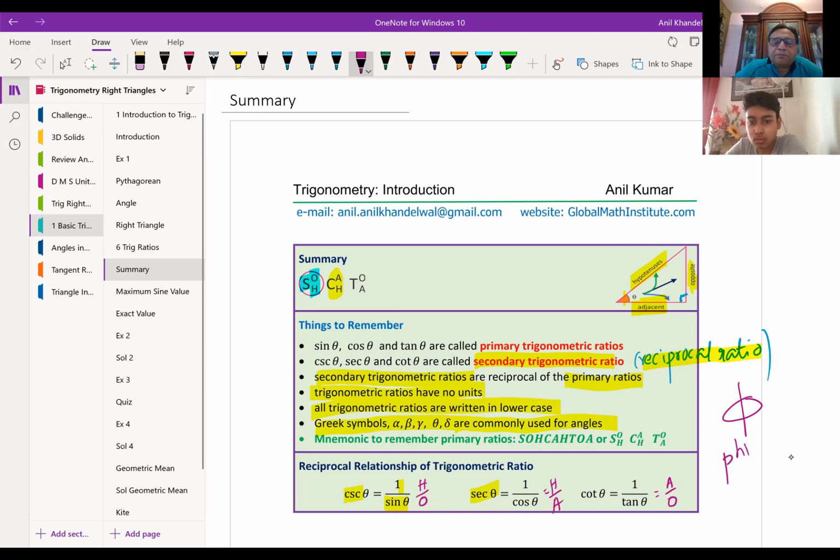Mnemonic to remember. The primary trigonometric ratio is SOHCAHTOA, or as I write, sine as the ratio of opposite to hypotenuse, cosine as adjacent over hypotenuse, and tan as opposite over adjacent. Okay, so these are the ratios.